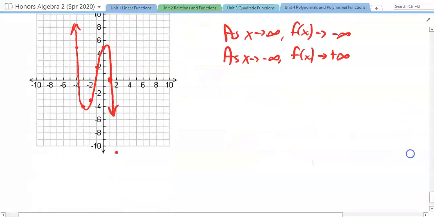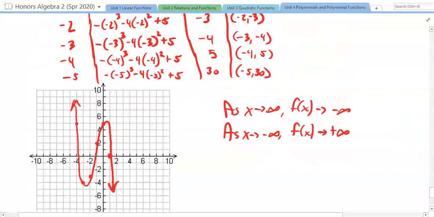That's all I have for us today. Use the table, plug in the values to get your ordered pairs to plot them on the coordinate plane. And again, think about your end behaviors with your leading coefficient and the power of your function. So is it an even degree function or is it an odd degree function? And think about those end behaviors.